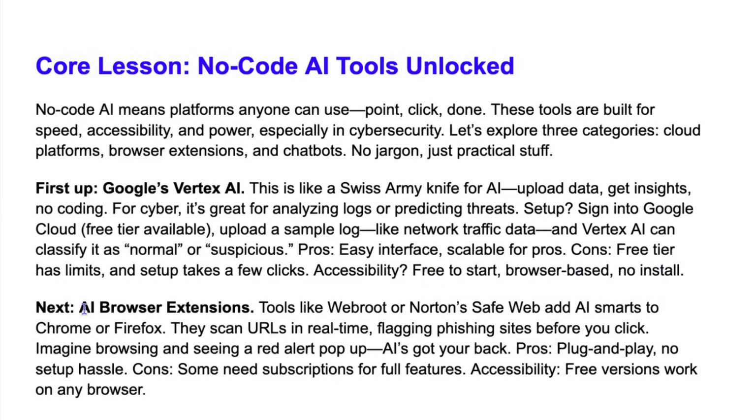The next one is our AI browser extension. So this is an extensive list of extensions. There's a lot of extensions on this list. Tools like Webroot or Norton Safe Web add AI smarts to Chrome or Firefox. They can scan URLs in real time and flag phishing sites before you can even click on them. Imagine browsing and seeing a red alert pop up. AI's got your back. That's basically what this does, right?